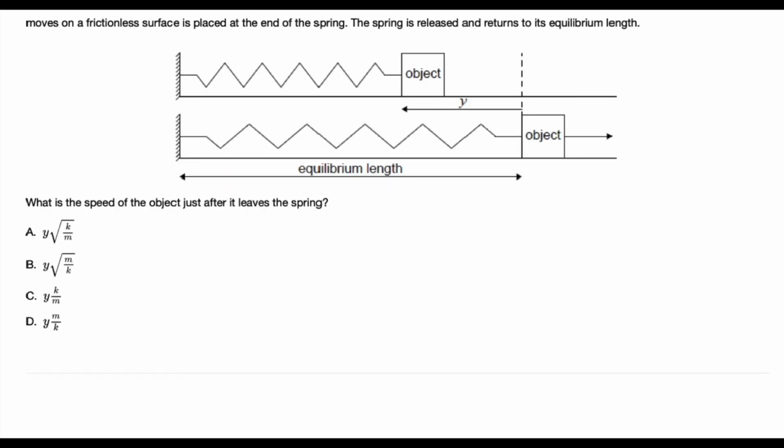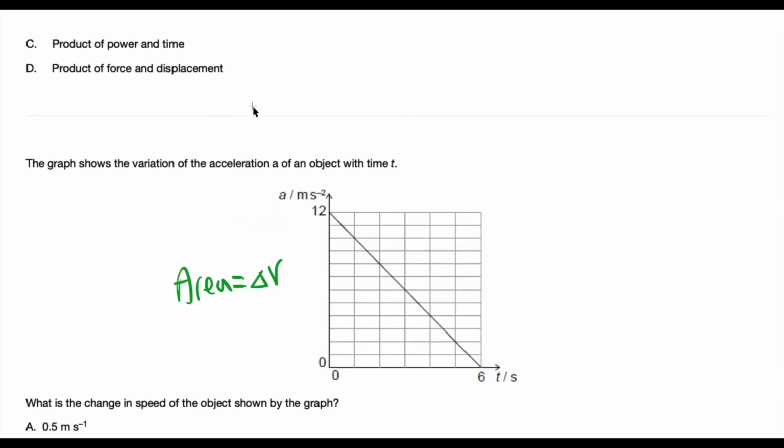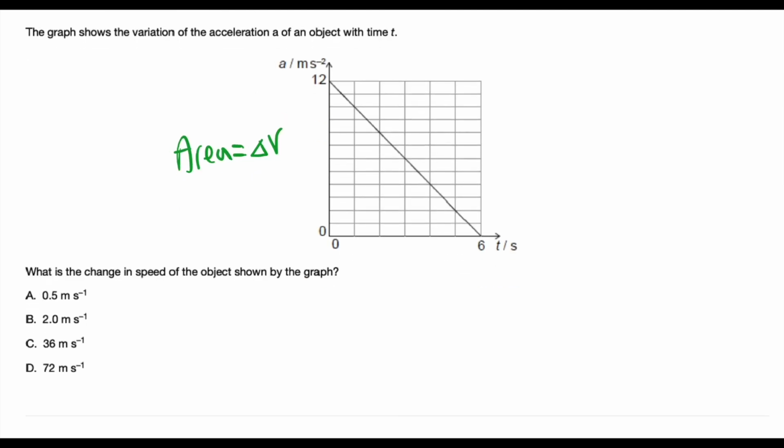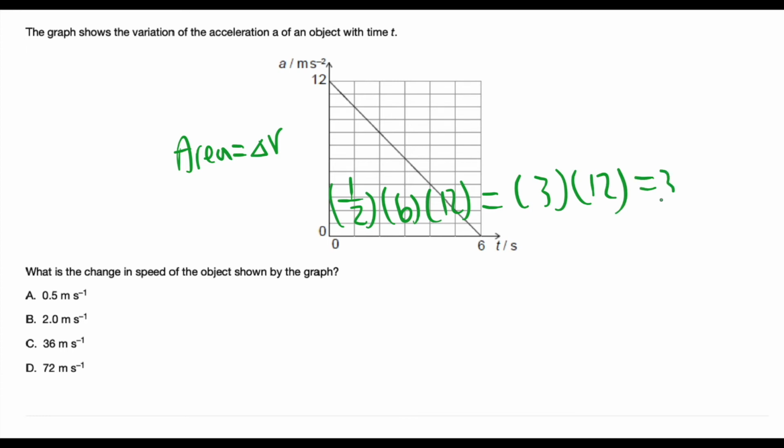So, hold on. The area here is equal to 1/2 times 6 times 12, which is equal to 3 times 12, which is equal to 36. So the answer is C.